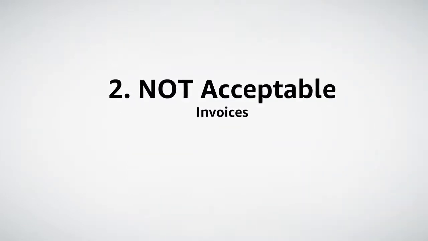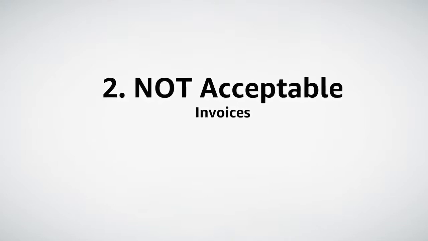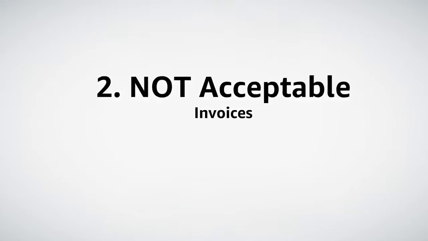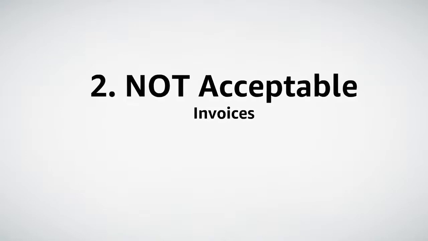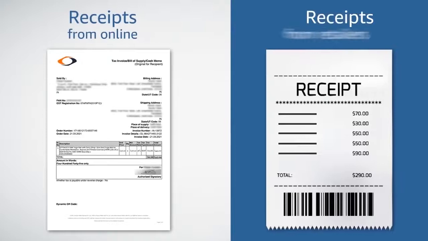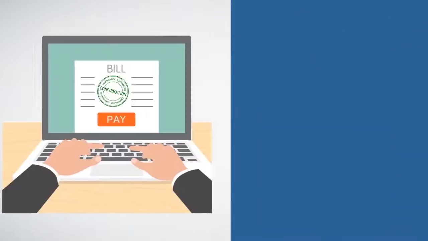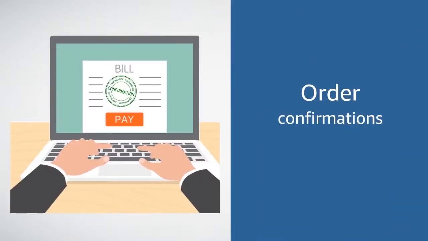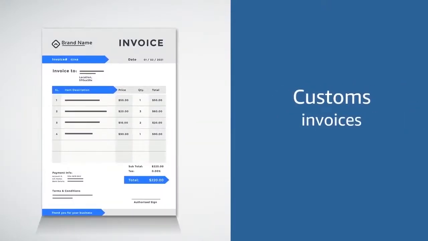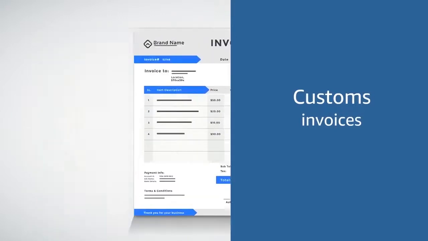This list may not be comprehensive. Any document other than an invoice or sales invoice is considered unacceptable for the purposes of this process. Receipts from online or physical brick-and-mortar retailers, for example, Walmart, Target, Best Buy, etc. Order confirmations, online and hard copies, and packing slips. Customs invoices provided by the person or corporation exporting an item across international borders.